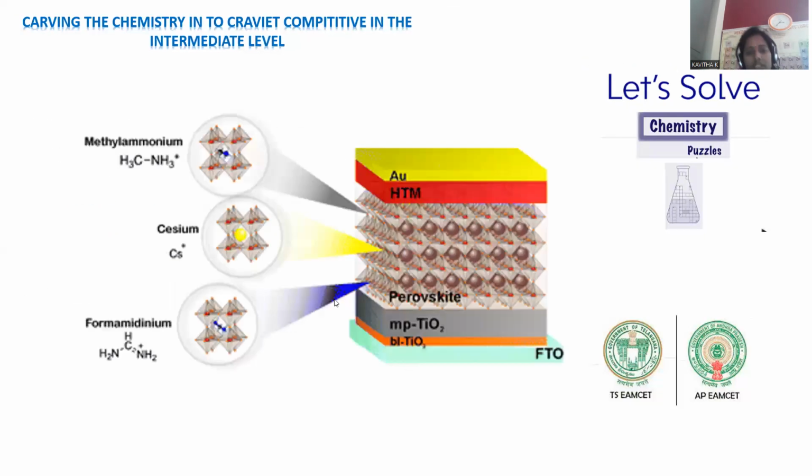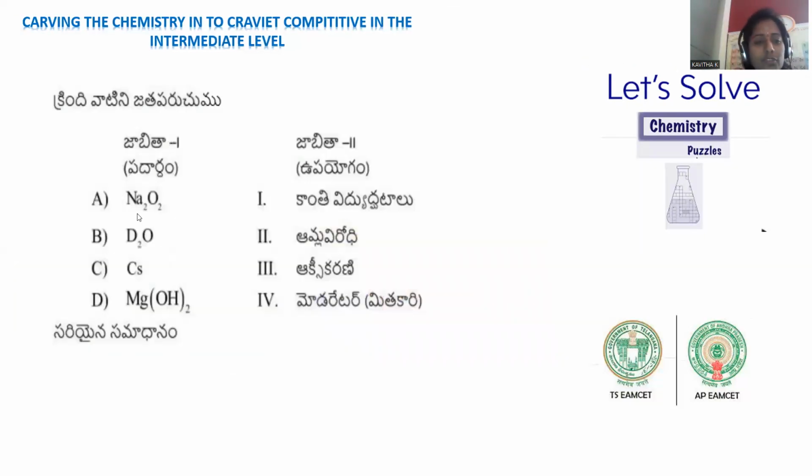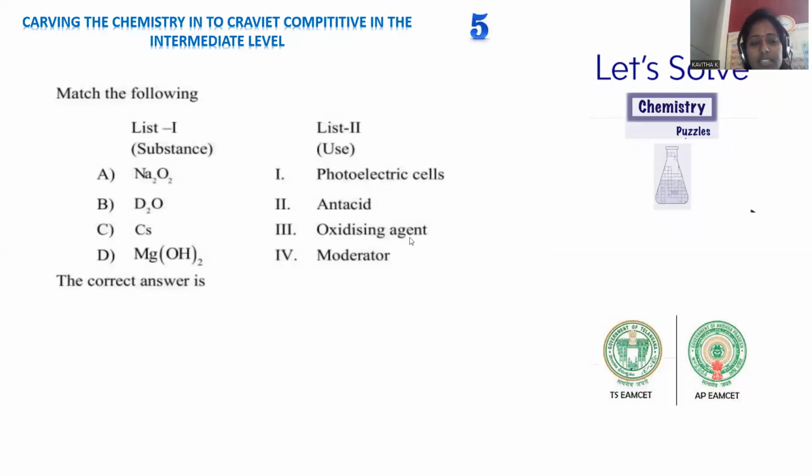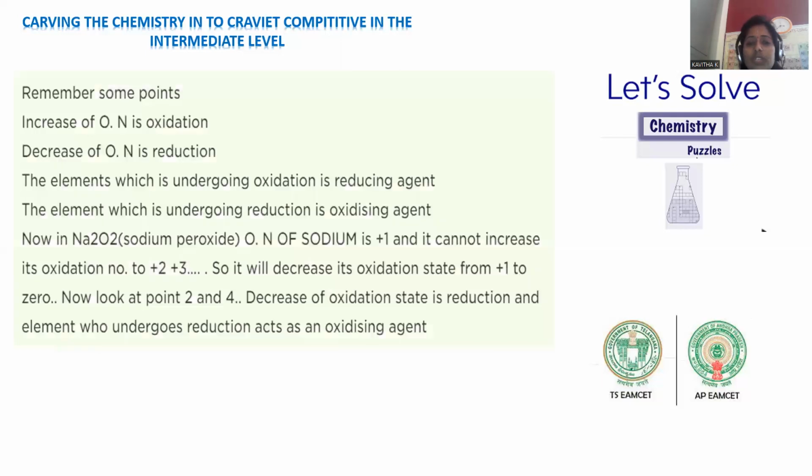So by that, question number 5 is completed. Sodium peroxide is the oxidizing agent. Deuterated water is the moderator in the nuclear reaction. Cesium is the metal used in photoelectric cells. Magnesium hydroxide is the antacid for the neutralization of hydrochloric acid in the stomach, the gastric juice. Move on to question number 6.